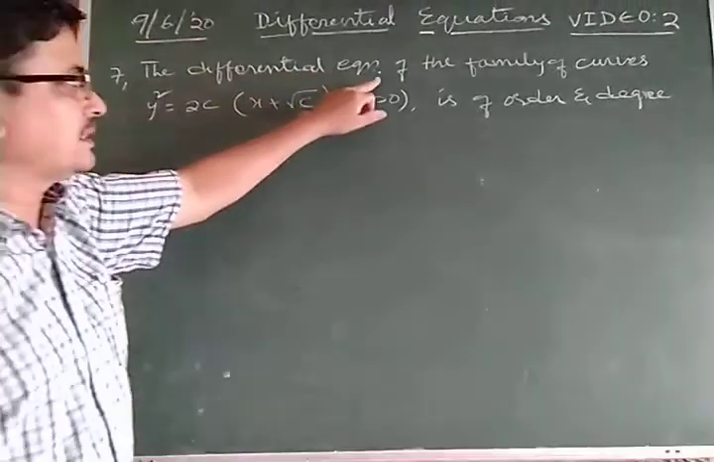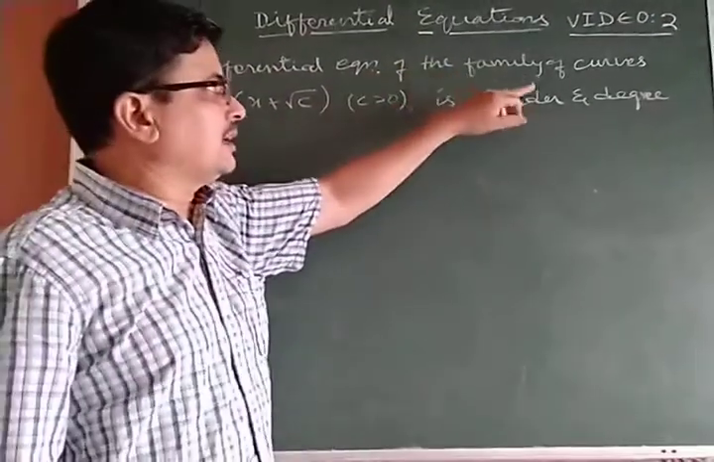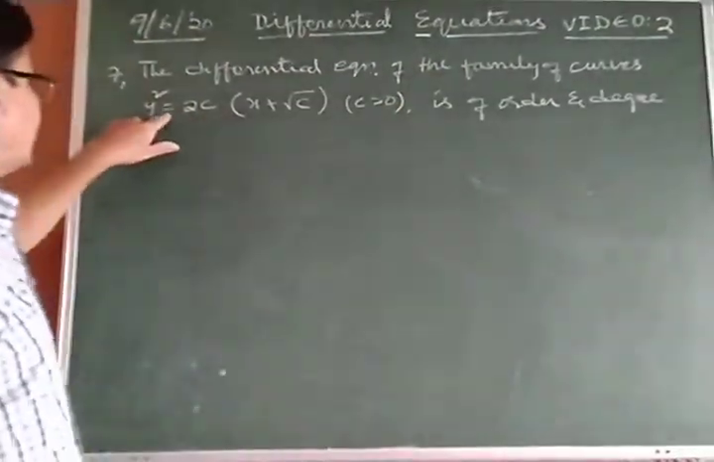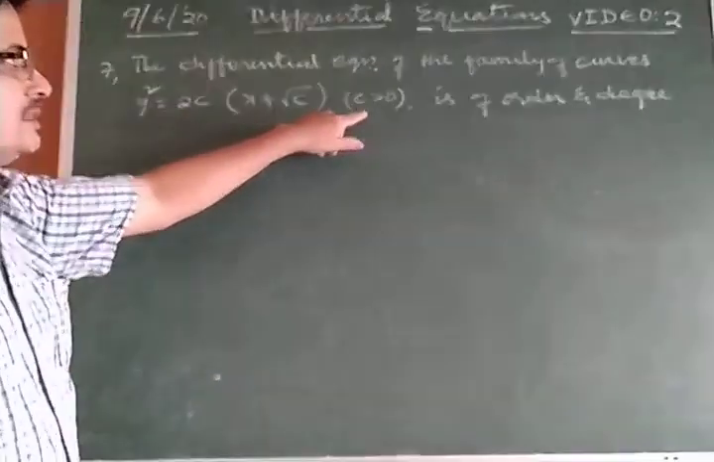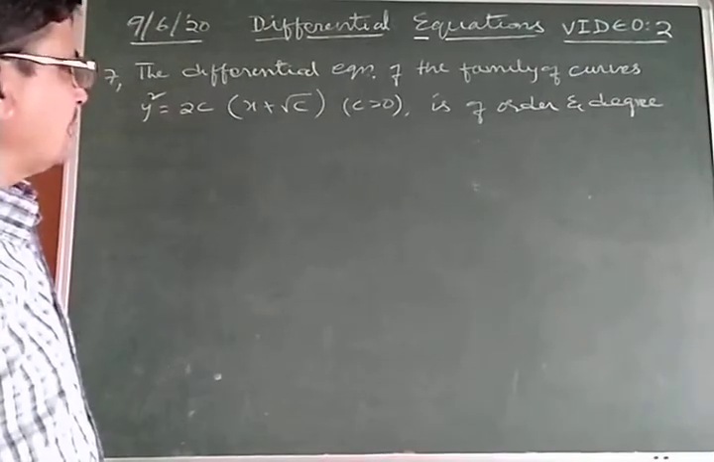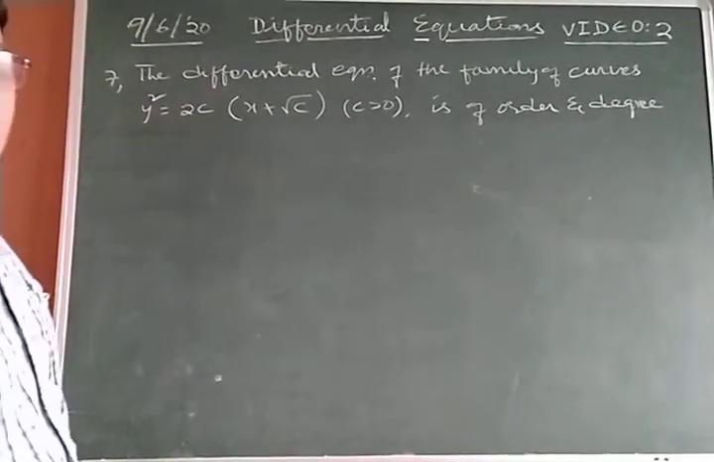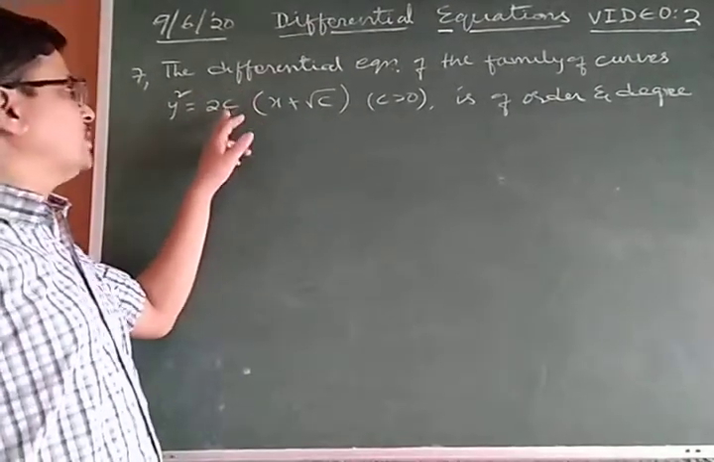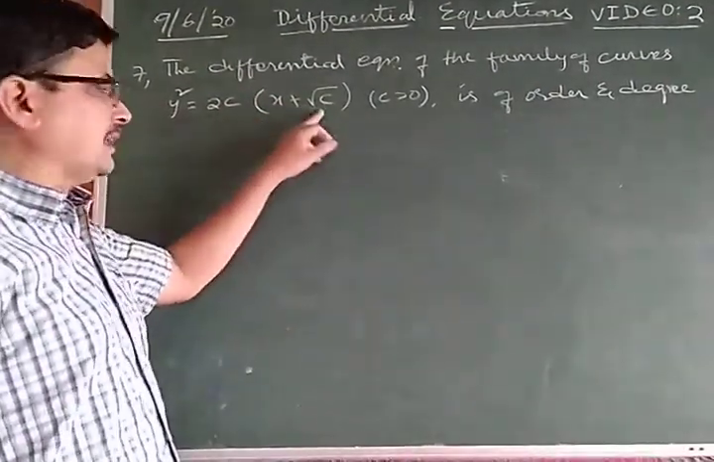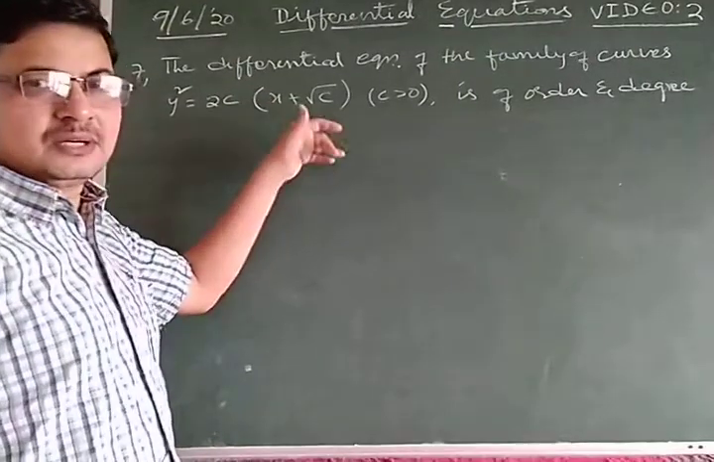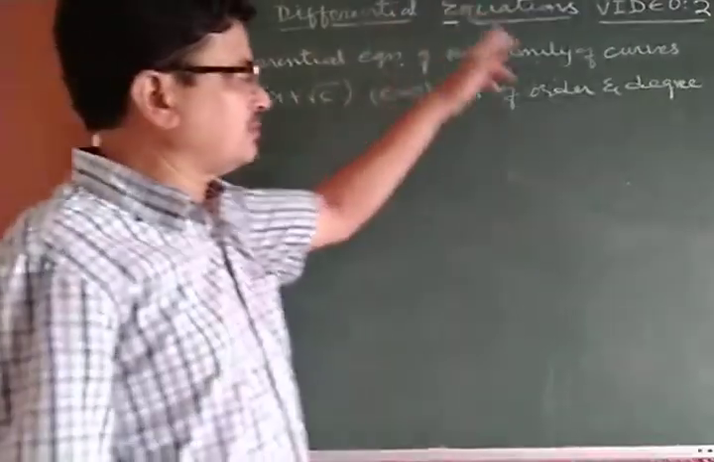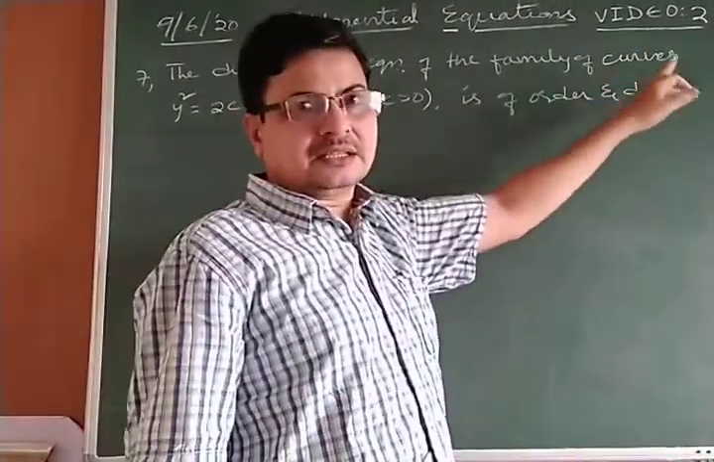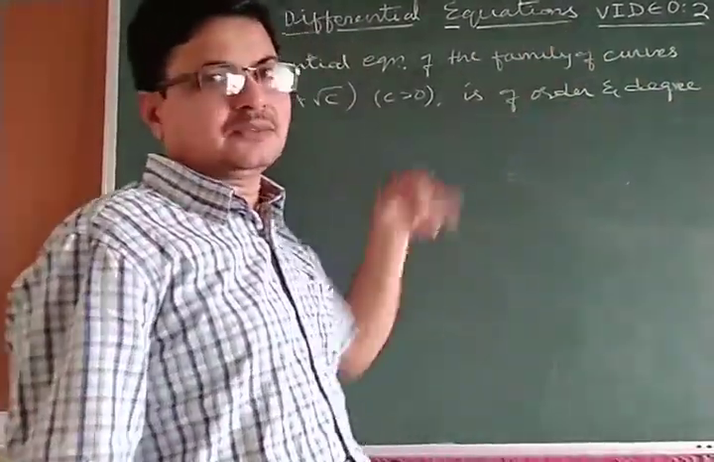The differential equation of the family of curves y square is equal to 2c into x plus root c, where c is greater than 0, is of order and degree. So that means we remove the arbitrary constant c from this equation, then we form a differential equation. Then what is the order of the differential equation and what is the degree of the differential equation? That is the given question.